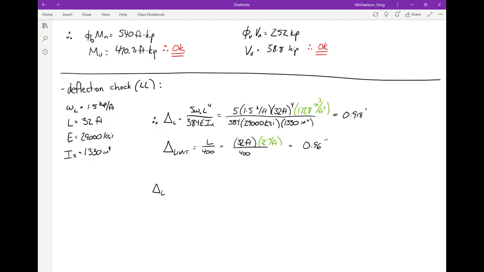So our live load deflection is 0.918, but the limit is 0.96. So since it is deflecting less than the limit, this is also okay.